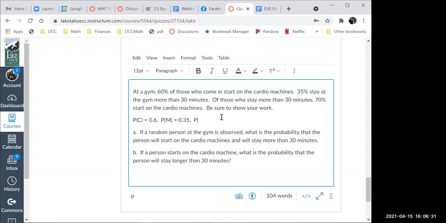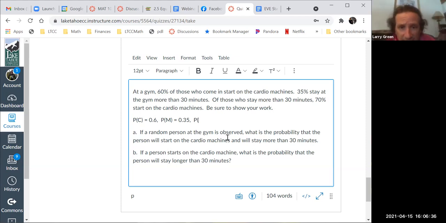It's the probability of C and M. Okay, it's not an and. Actually, and will be the part A. Because what we're doing is we're restricting. We're only looking at the ones staying more than 30 minutes. That means we're given that we're in that group of 30 minutes or longer stayers. So that's going to be the probability of cardio given more, and that's going to be equal to 0.7.